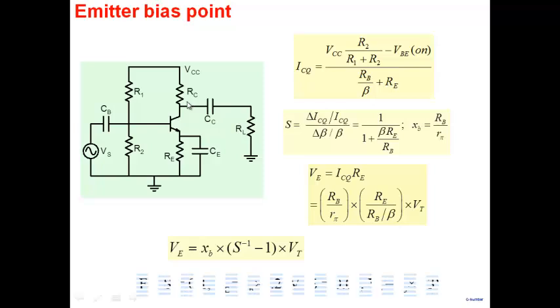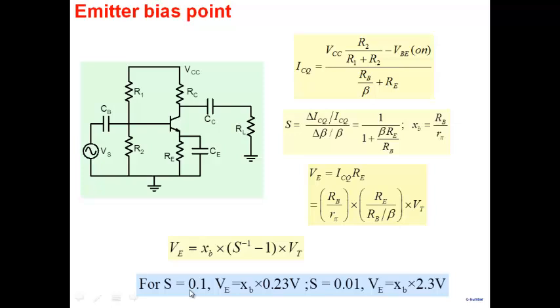Another way of rederiving this: for example, if I take stability of 0.1, VE turns out to be XB into 0.23. If you choose XB, RB by R pi, equal to 10, then 10 into 0.23, you find emitter bias should be 2.3 volt. On the other hand, if you want very, very stable, 0.01, then VE turns out to be XB into 2.3. And if you take RB by R pi still as 10, this comes out to be 23 volt, which is out of question. You can't do it.